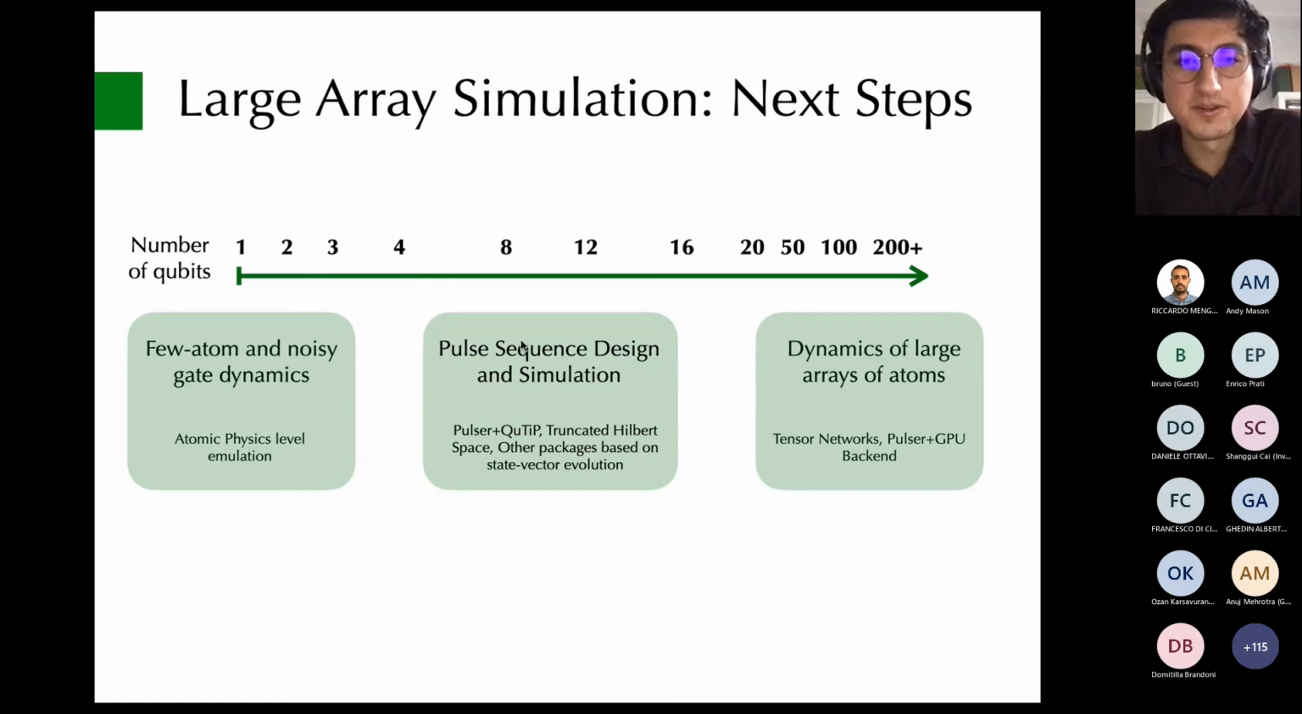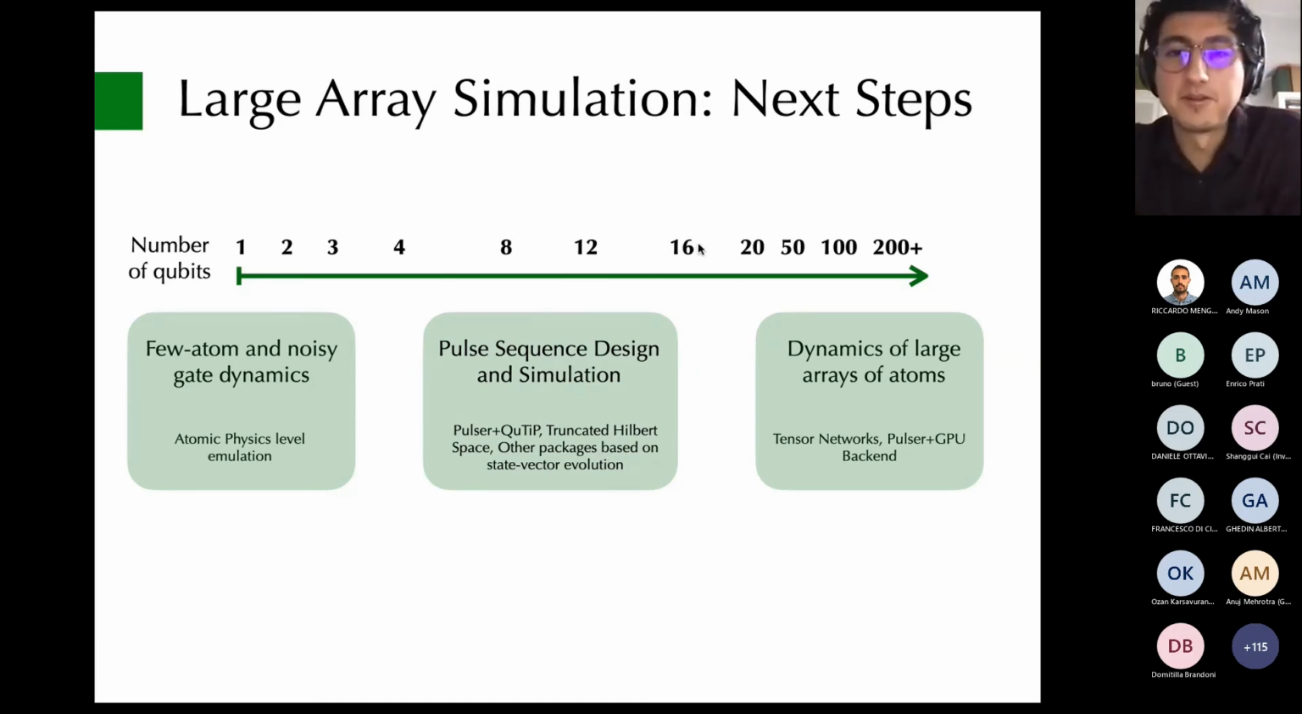As you grow the number of qubits, you can start designing your pulse sequences. As I said, this idea of using Pulser to design pulse sequences to shape the laser pulses that act on the system, and then try to use some packages, so either SciPy or even some lower level code such as C++, based on state vector evolution.